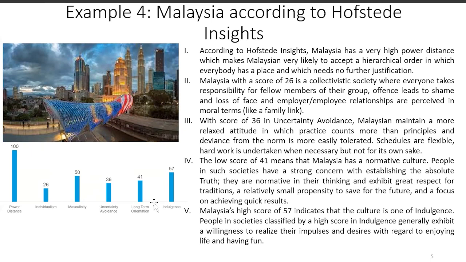Lastly, we have a score of 57 for indulgence, which means we generally exhibit a willingness to realize our impulses and desires with regard to enjoying life and having fun. We can see here that we tend to spend a little bit more on our coffee and cakes, for food, and while we are on holiday, we like to spend some money and indulge ourselves, either in shopping and such.